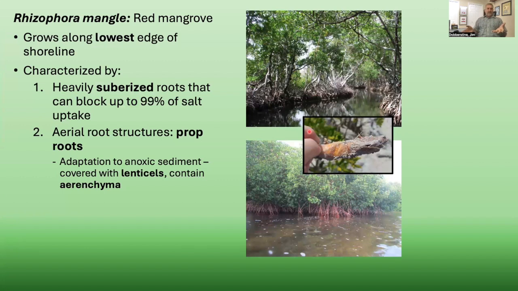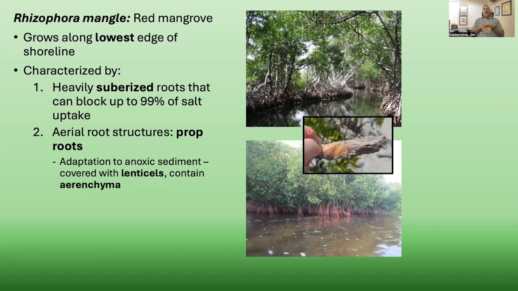So one of the species that we find here is red mangrove, Rhizophora mangle, and it grows along the lowest edge of the shoreline, and it's characterized by heavily suberized roots. Okay, so we've talked about suberin in class before. That's that really waxy coating that's on the outside of the roots, and it blocks up to 99% of salt intake. And so that's a pretty good way of preventing salt from getting into your system that you would then later have to excrete in some way.